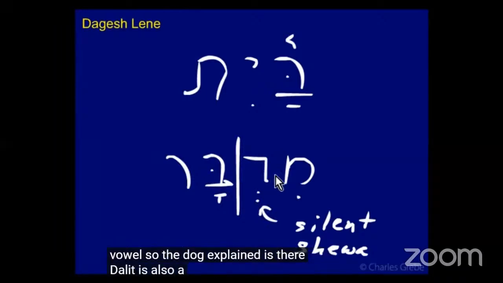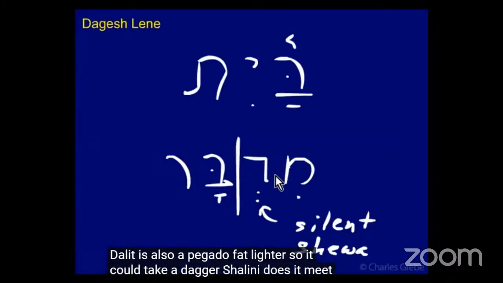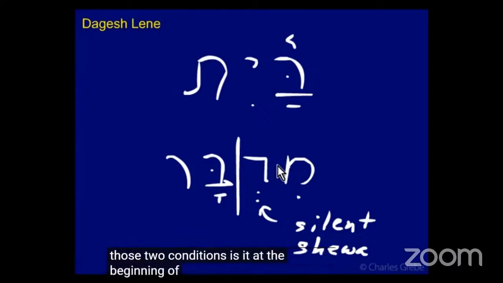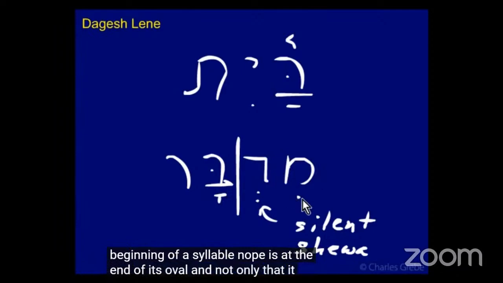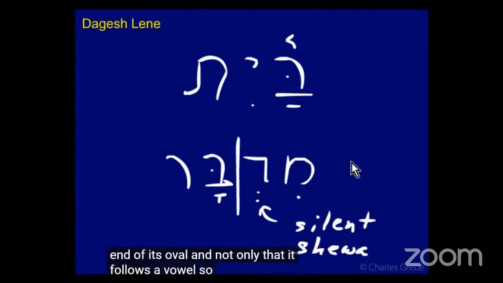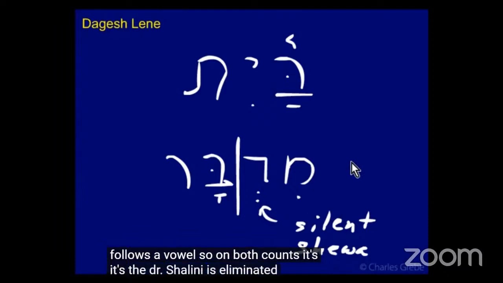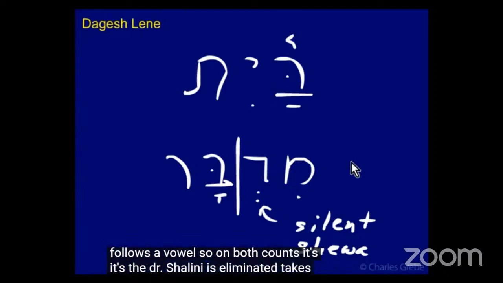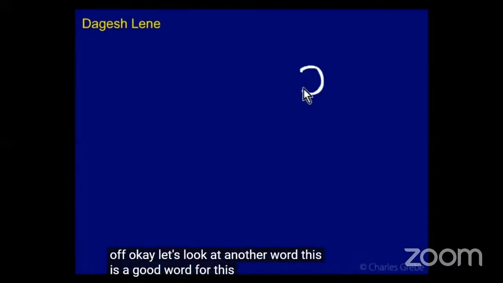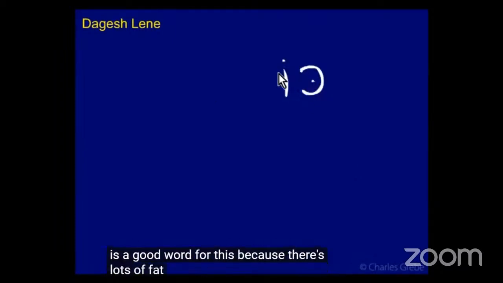Dalet is also a Begad Kafat letter, so it could take a dagesh lene. Does it meet those two conditions? Is it at the beginning of a syllable? Nope, it's at the end of a syllable. And not only that, it follows a vowel. So on both counts, the dagesh lene is eliminated. Okay, let's look at another word. This is a good word for this because there are lots of Begad Kafat letters in it.